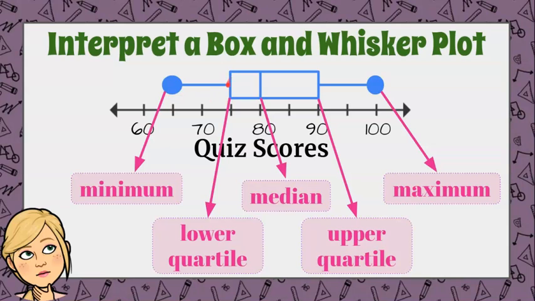I can look at my lower quartile here, which is at 75. So I can say right here, this represents 75%. So 75%, 3/4 of the class, performed with a 75 or higher on this quiz. I can look at this and say that 25% of students in the class scored below a 75. 25% of students scored 90 or above. So we can look at box and whisker plots in quartiles.